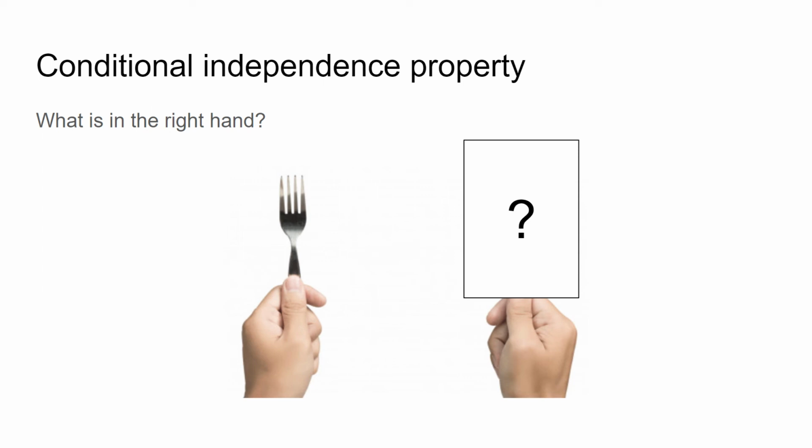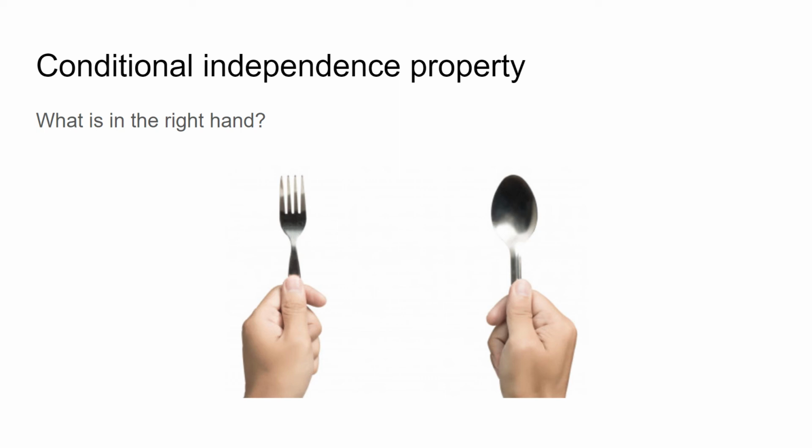We may first look at a question. What is in the right hand when we see there is a fork in the left hand? We do not know the exact answer, but the information of the fork tells something about what is in the right hand. We may guess the right hand has knife or spoon. Then let's ask the question again of what is in the right hand when we also have observation of the right hand. Given the observation of spoon, we can tell the right hand has a spoon.